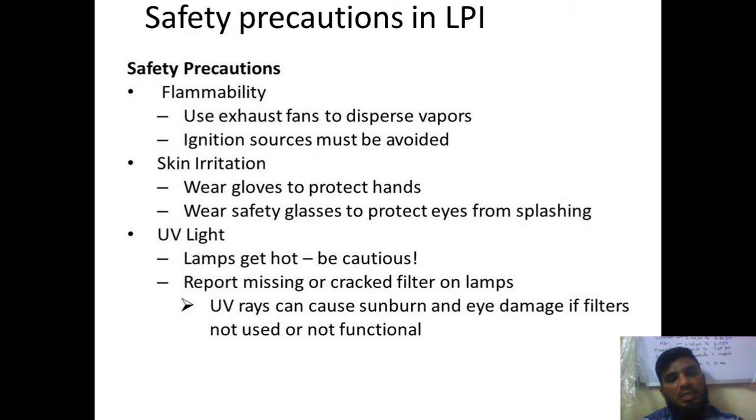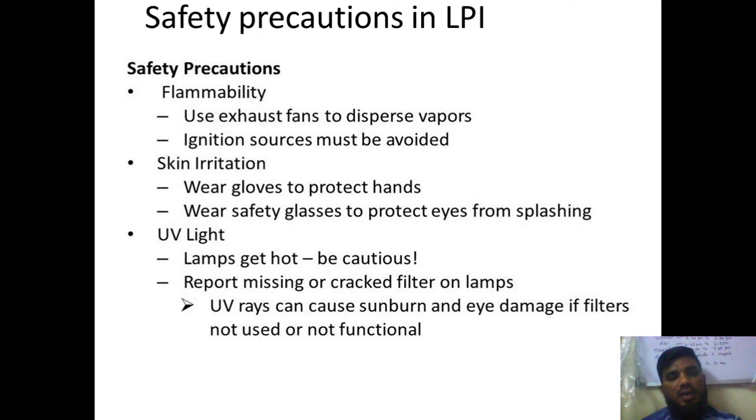Okay, next is skin irritation. You should be much aware, because these are mostly chemical things; the penetrant and the developer are chemicals. You should protect yourselves by using gloves on your hands. Similarly, use safety glasses to protect the eyes from splashing. Generally, when you are cleaning the penetrant, the washing can fly into droplets and go into your eyes, which can cause irritation or even eye loss.